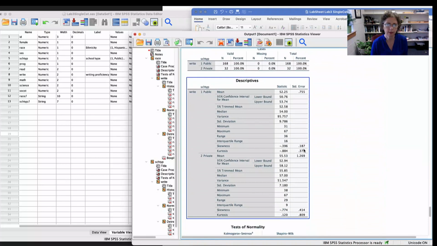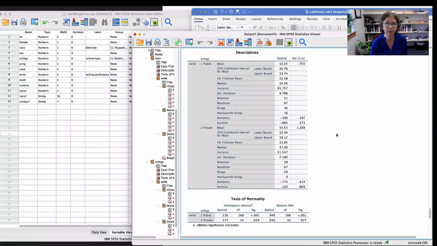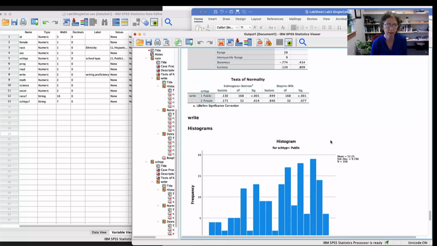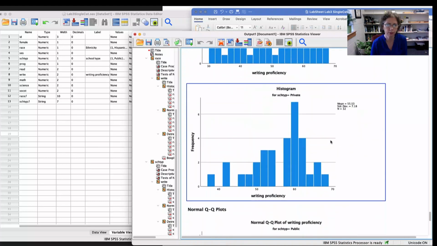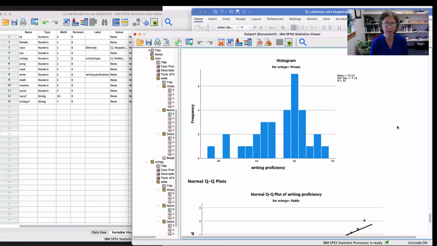Then same thing with school type. Scroll down in your output and you'll get to the school type and the test of normality for school type. It looks like public had a non-normal distribution, but private was fine with that. And we got our histograms according to school type. So that's our visual inspection of the histograms and the Shapiro-Wilk test all together.